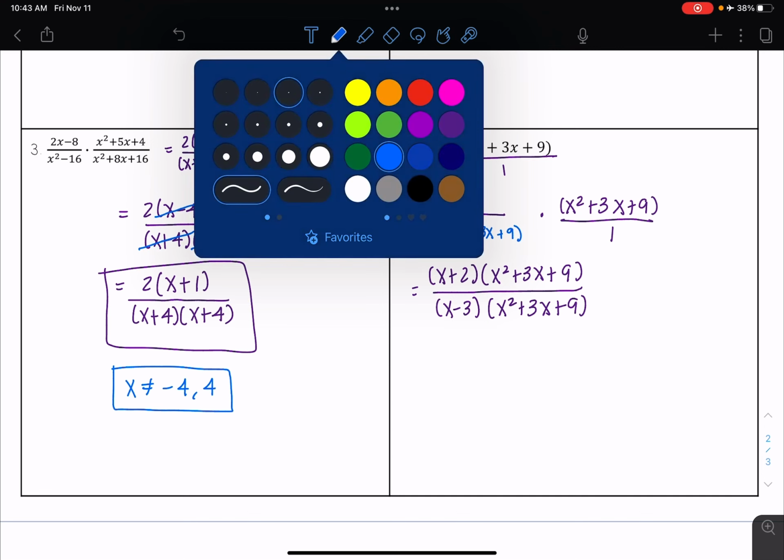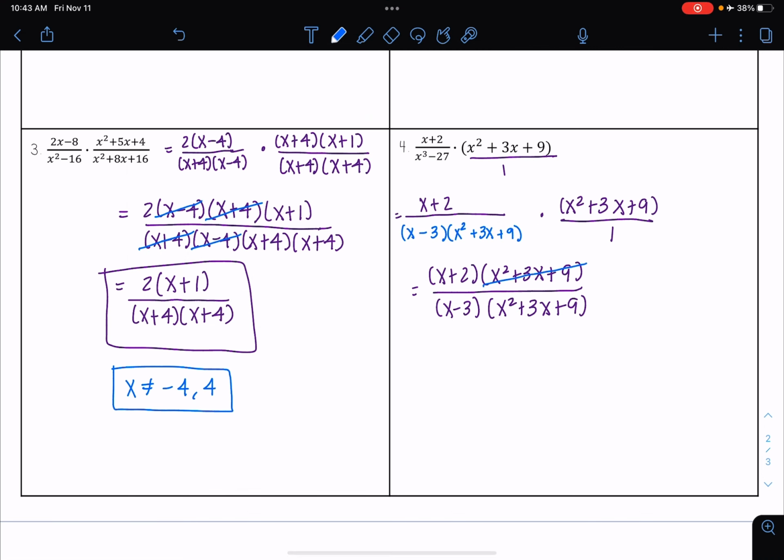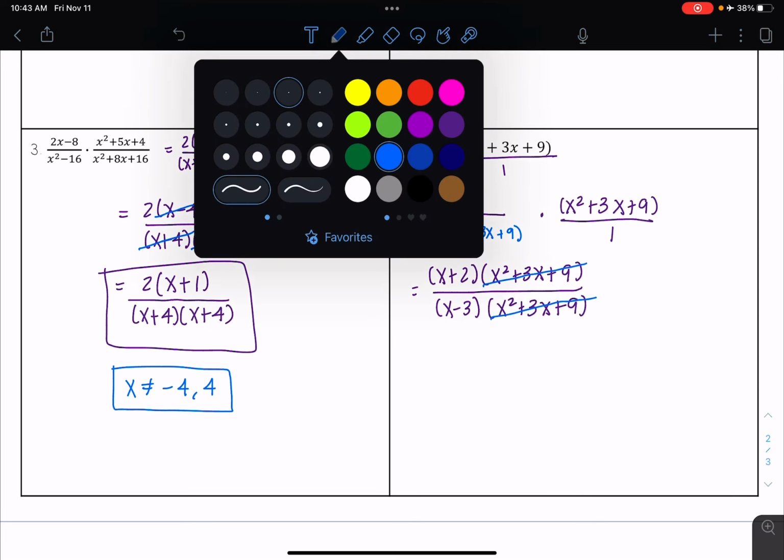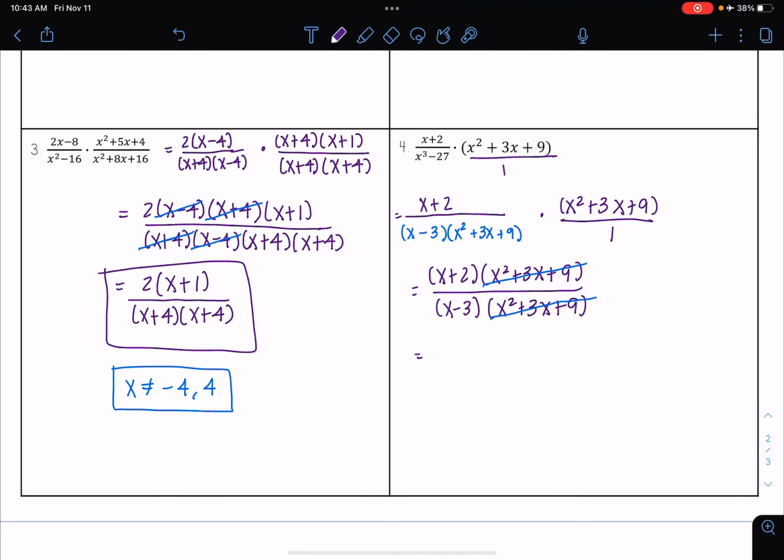And so looking for common factors, I see that I have that x squared plus 3x plus 9 that's in common. And so that means that my answer here is going to be (x plus 2) over (x minus 3).